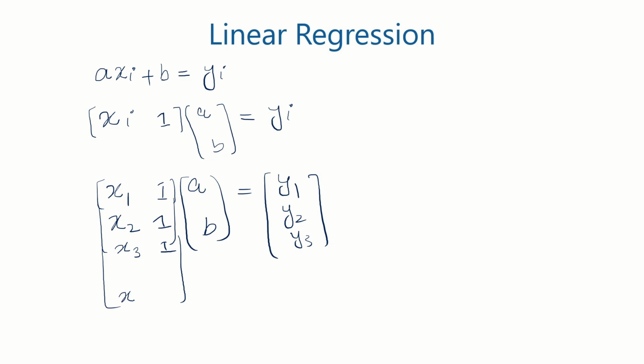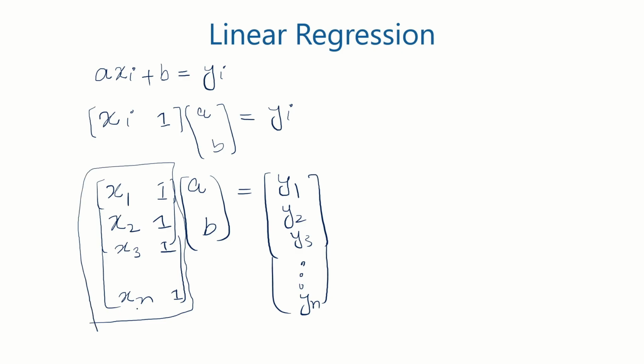Yes, x n and 1 and y n. So at the end of the day, we will be having this two-dimensional array. Let me call that array x. X will be a two-dimensional array with n rows and 2 columns.